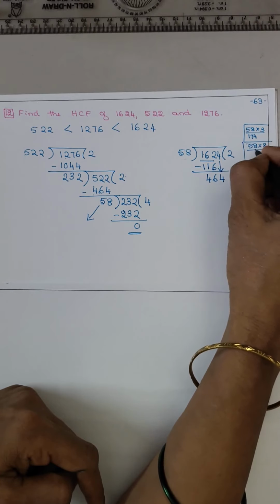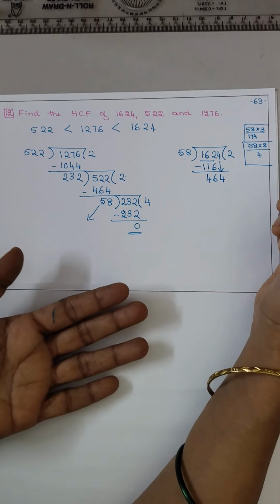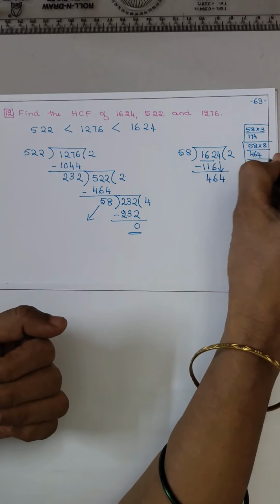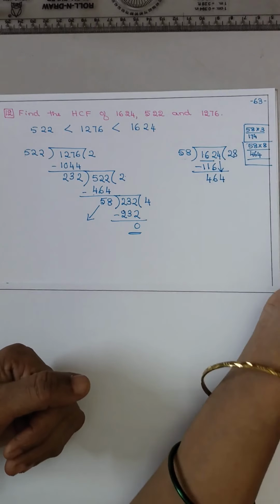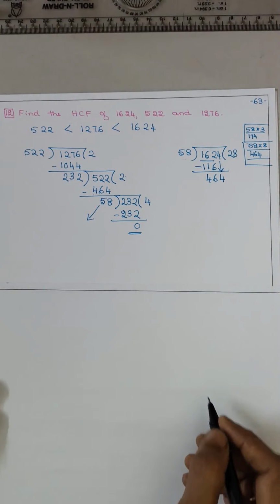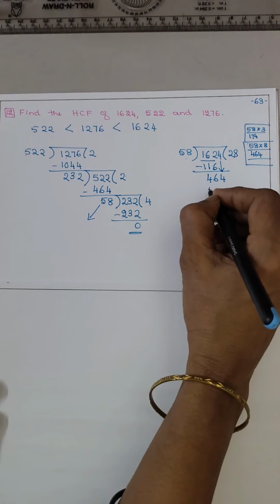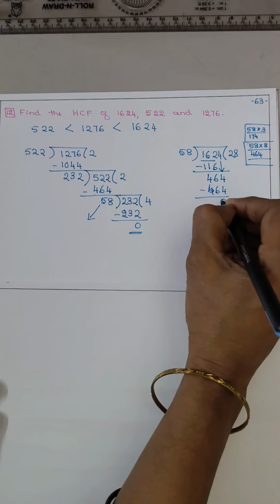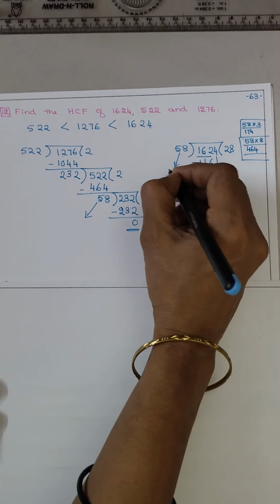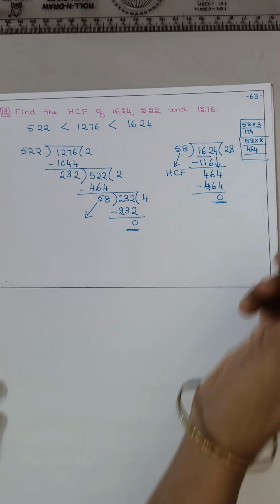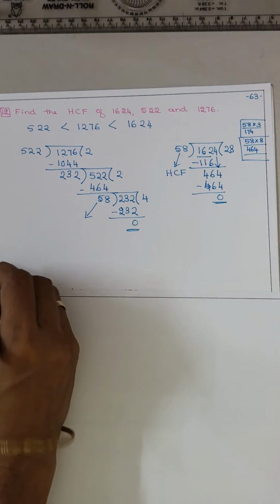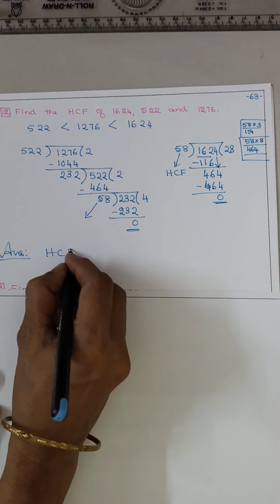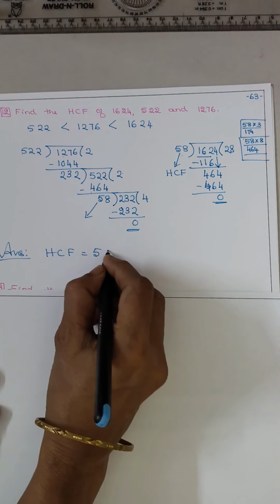Look at the 8s: 8 8s are 64, 8 5s are 40, 46. So 8 will come here. So 8 58s are 464. So what HCF did we get? 58. Answer: HCF is equal to 58.